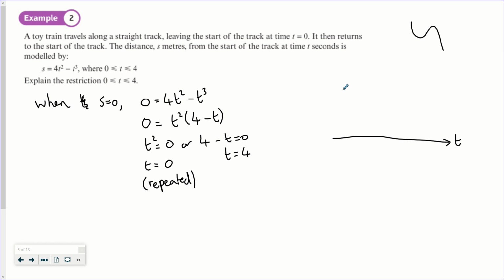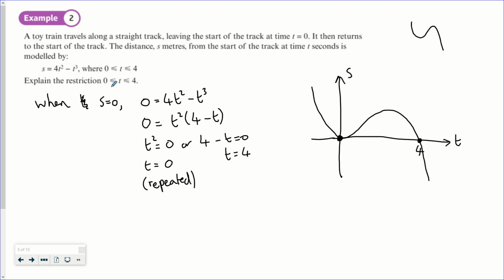We put t on the horizontal axis, and we put s, displacement, on the vertical axis. Now, obviously we have got this restriction from 0 up to 4, but let's sketch what this function would look like if we didn't have this restriction. So I know that 0 is a repeated root. So the fact that it's a repeated root means that the graph is just going to touch that point. And I also know that 4 is a root, and the graph will go through that point because it's not repeated. So remember, we've got this negative cubic shape. So the only way of drawing this negative cubic is to make the graph look like this.